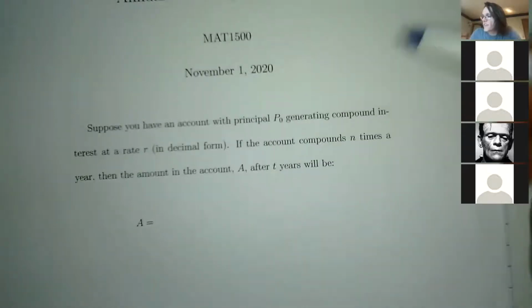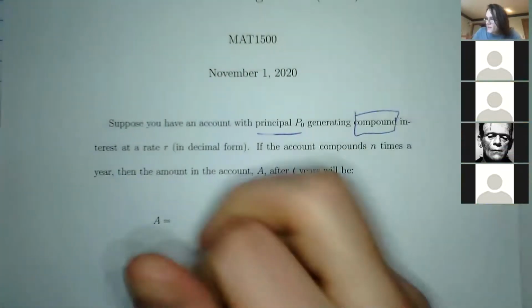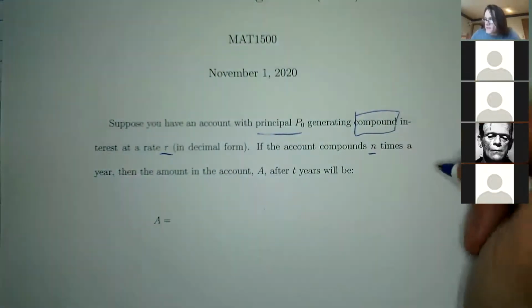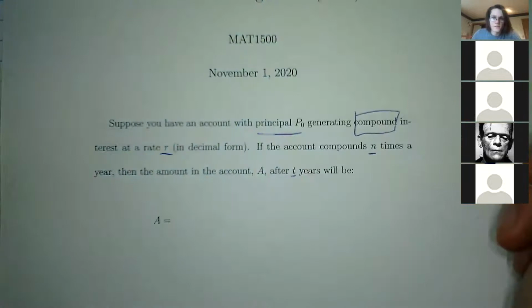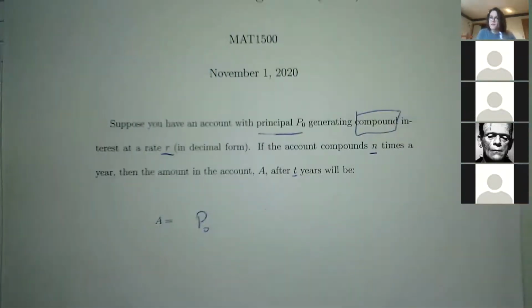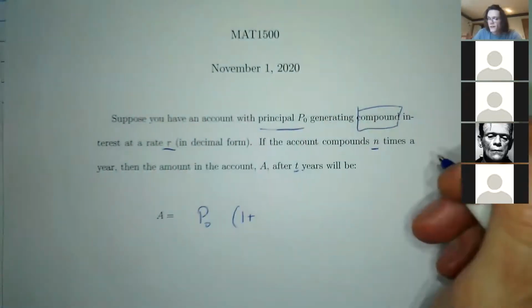So here's what we have. The setup here is P naught is our principal. We're generating compound interest at a rate R, and then we're compounding it n times a year for t years. All right, so principal, P naught, and just like I was telling you on that sheet, we're just going to repeatedly multiply it by our percentage as a decimal with the 1. So I'm going to do it 1 plus, all right?